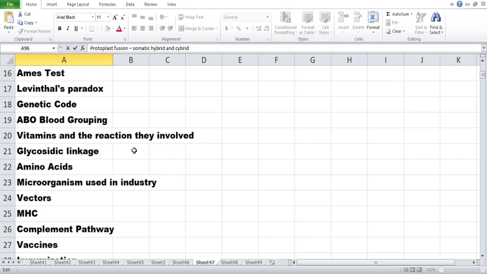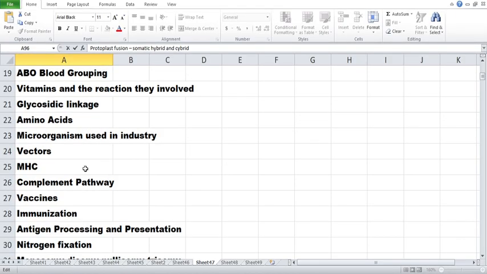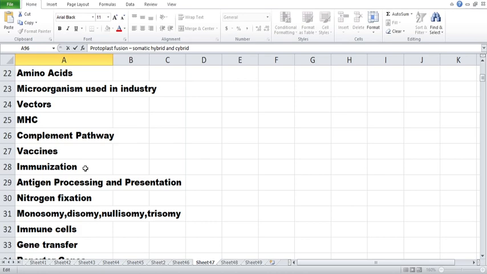Next, glycosidic linkages, epimers, anomers, like the basic information. When you are studying carbohydrates, you should know about these kinds of things. Next, the entire detail about amino acids, the pK of amino acids, the structure of amino acids, each and everything you should know. Which amino acids will be present in the interior of a protein, which amino acids will be present on the surface of the protein, like that you should know. And you should also know about the microorganisms that are used in the industrial sector, like which microorganism is used for production of vinegar.